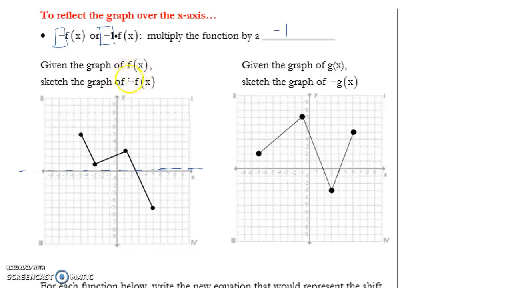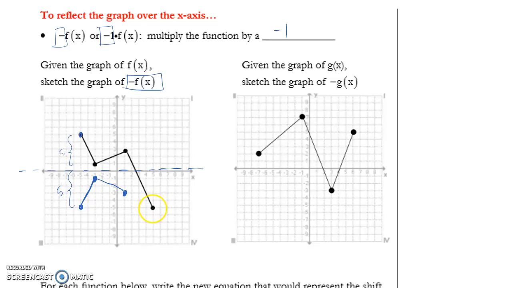So when I see f of x, graph negative f of x, any point that's above the x-axis goes below. How far below? The same number of units. This ordered pair is 5 units above: 1, 2, 3, 4, 5. I shift it 1, 2, 3, 4, 5 units below. So this is 5 units, this is 5 units. This is 1 unit, I only go 1 unit below. This is 1, 2, 3, I go 1, 2, 3 below.